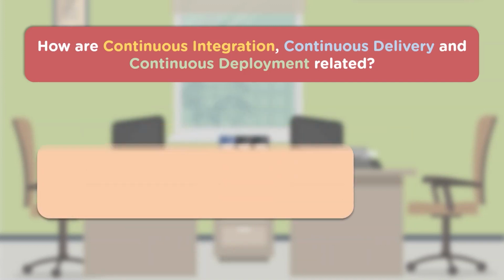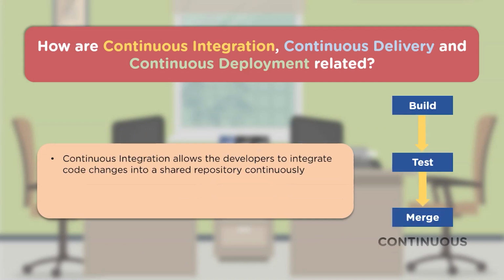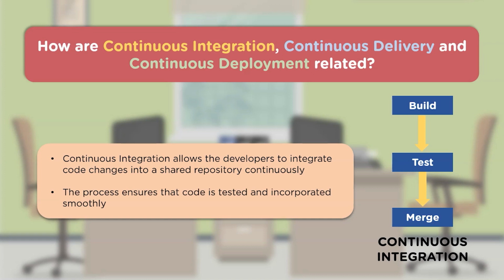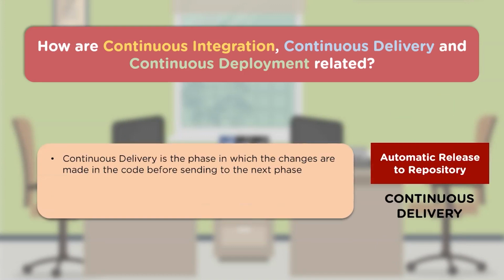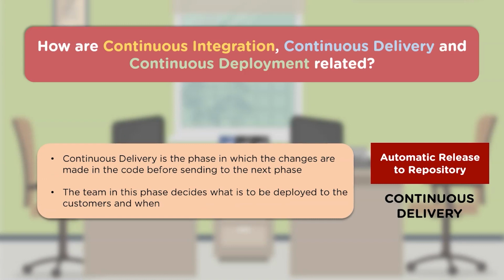The first phase in the CI/CD pipeline is the continuous integration phase. The process refers to the integration of all the code changes into a shared repository continuously. The process of continuous integration ensures that this code is tested and incorporated very smoothly. After the integration phase comes the continuous delivery phase. As the name implies, the phase looks forward to delivering the changes being made in the code after several iterations and feedbacks. In the continuous delivery phase, the team finalizes what is to be deployed to the customers and when.